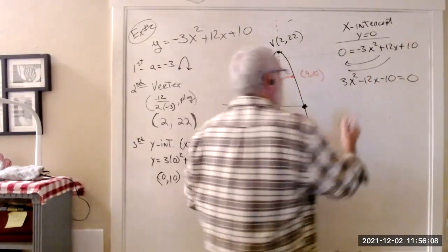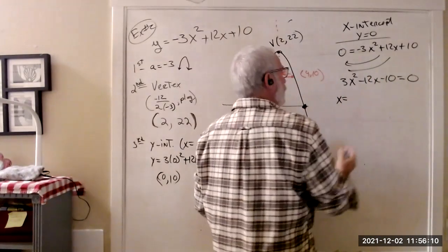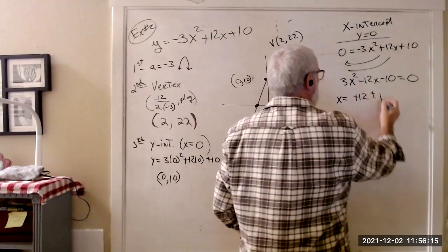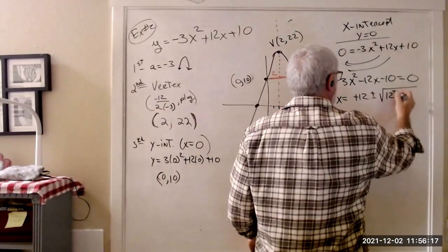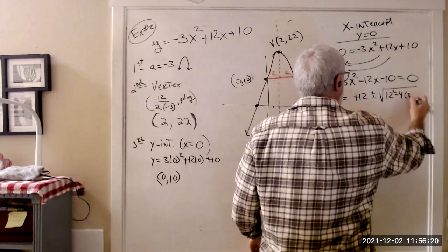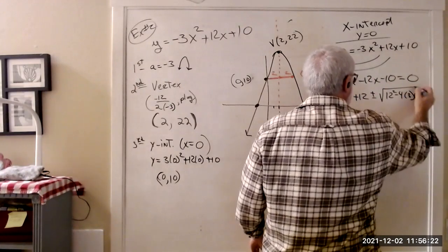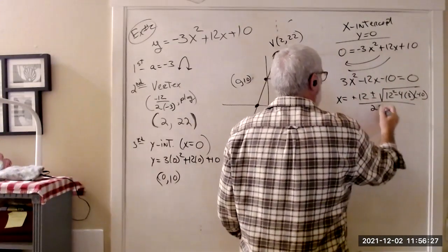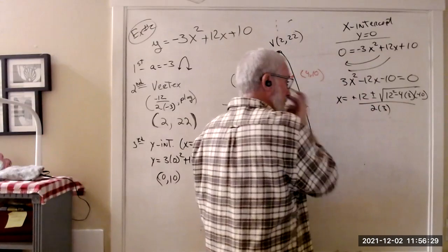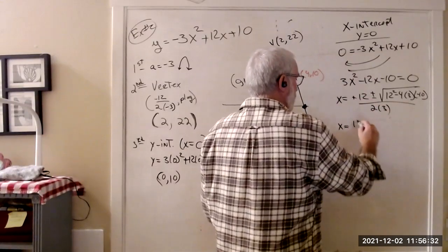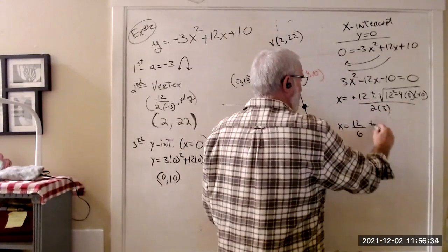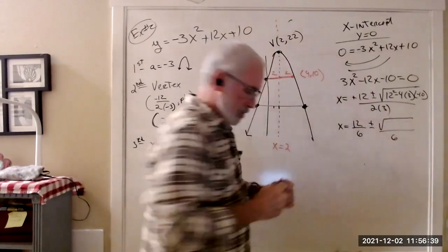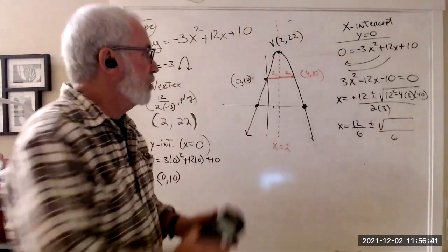I don't know why. So I use the quadratic formula: x is negative b, positive 12, plus or minus the square root of 12 squared minus 4 times 3 times negative 10, all divided by 2 times 3. So I have 12 over 6 plus or minus the square root of somebody over 6. I need my calculator.